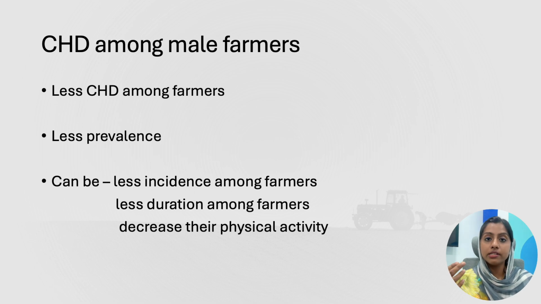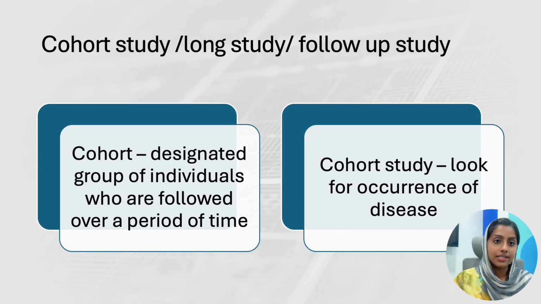So imagine that you set out to determine the coronary heart disease among the farmers. You can see that in a cross-sectional study, maybe there is less prevalence among the farmers. But as you know, prevalence is incidence into time duration. So we don't know if it's because the incidence is less. We don't know if it's because of less time duration. We don't know if after the disease they have decreased their physical activity and thereby reduced the coronary heart disease. So it's actually very difficult to determine in cross-sectional studies. So this is the problem of cross-sectional study.